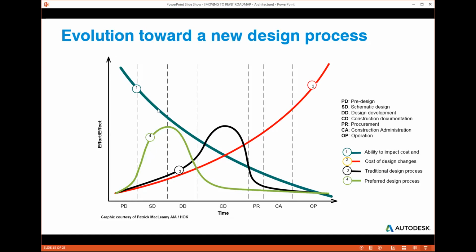This number one and this number two give you the reason why you should move to this portion. So this one is telling you that here, the cost of making design changes is not much, and your ability to impact the design positively is very high.